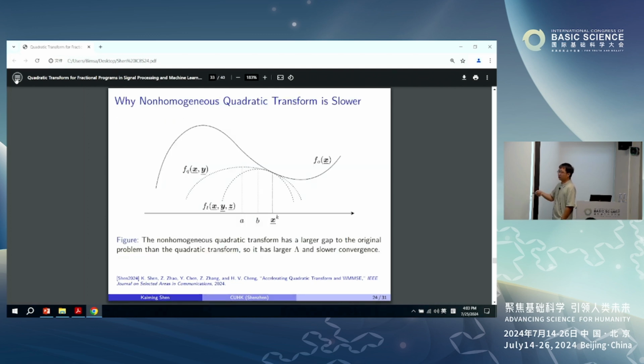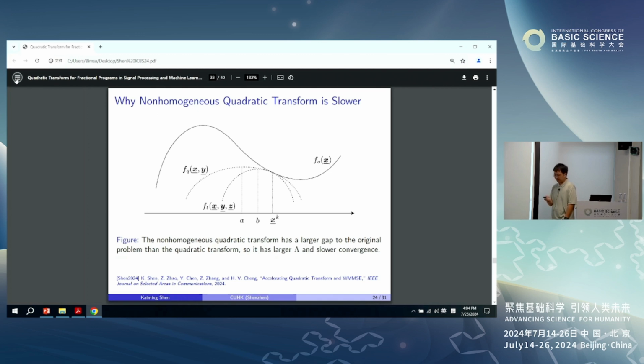And here's the geometric interpretation of the previous result. As I mentioned, the quadratic transform amounts to constructing the lower bound for the original objective value. And we can show that the new method is constructing a lower bound as well. Fq is the lower bound due to the quadratic transform, and Ft is the lower bound due to the non-homogeneous quadratic transform. As you can see, the lower bound by the quadratic transform is tighter, and therefore its lambda is smaller, and therefore its convergence is faster compared to the new method. Okay? So the new method is good in the sense that it can get rid of the matrix inverse, but it has a slower convergence.